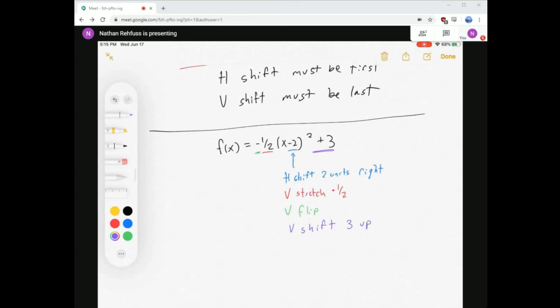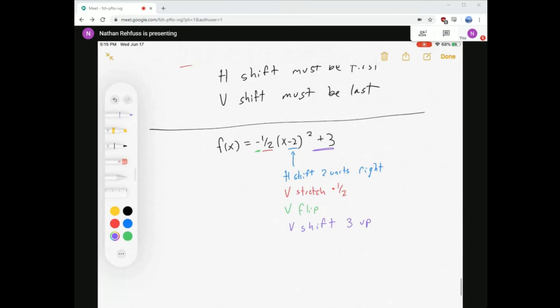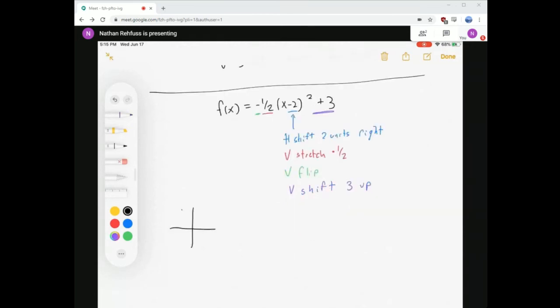Let's keep track of the points. How about (0, 0) and (2, 4) as we go through these transformations? So first I want to do a horizontal shift 2 units to the right. That means the whole graph is going to move to the right 2 units, and specifically each of our points will. So each of our x coordinates we have to add 2 to. So instead of (0, 0), we get (2, 0). Instead of (2, 4), we get (4, 4).